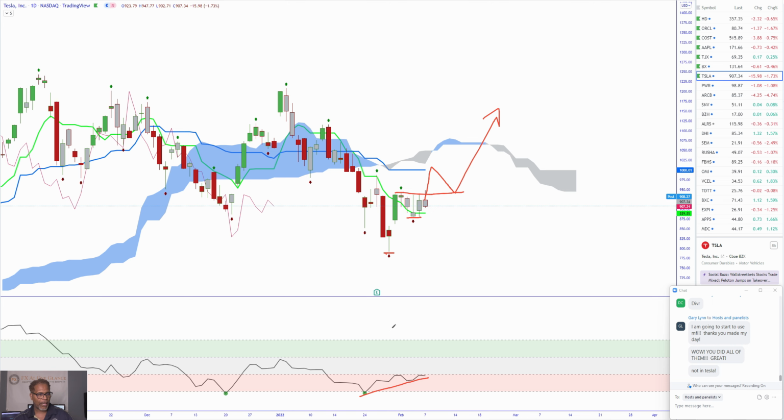Now, just because we have divergence doesn't mean the market can't drop and come back down to these levels. You will lose divergence trades. That's why I only really trade them at support and resistance levels. All right.